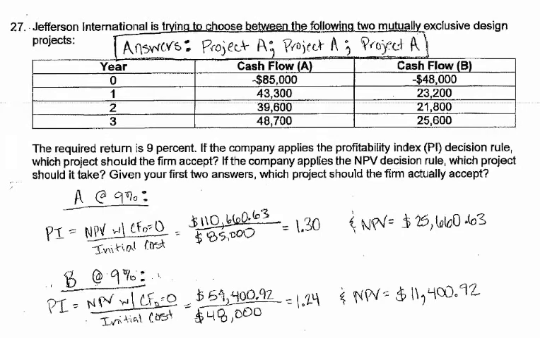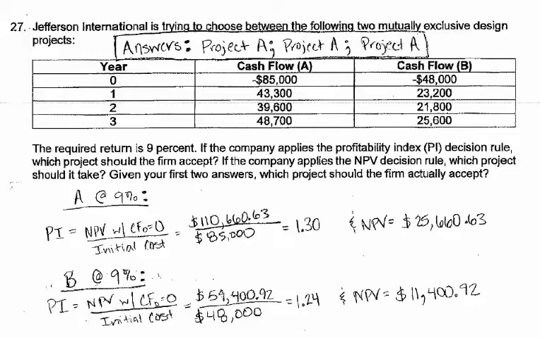Okay, so here we have another profitability index problem and NPV problem. Okay, and just to spill the beans right off the bat, NPV is better than profitability index. But let's take a look. Jefferson International is trying to choose between the following two mutually exclusive design projects, meaning you have to choose A or B. You've got a required return of 9%, and here they're going to tell you the profitability decision rule and the NPV decision rule. And so what you're wanting to do is see which one you would accept with PI, which one you'd accept with NPV, and then which one you would accept even if they disagreed, right?